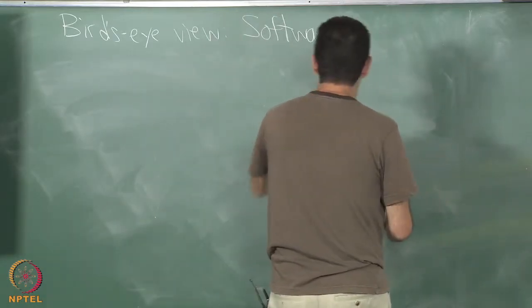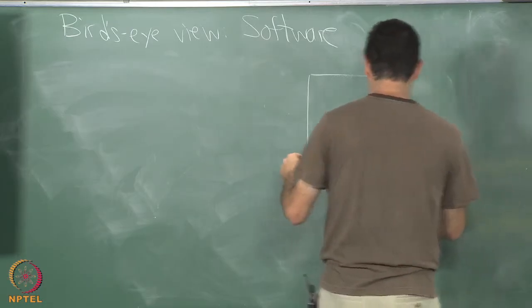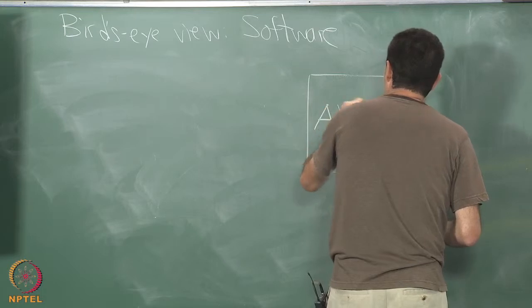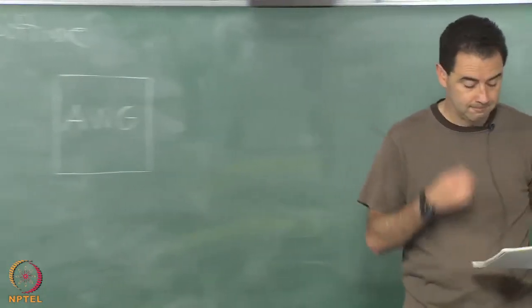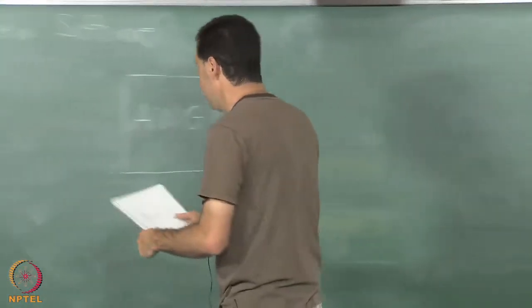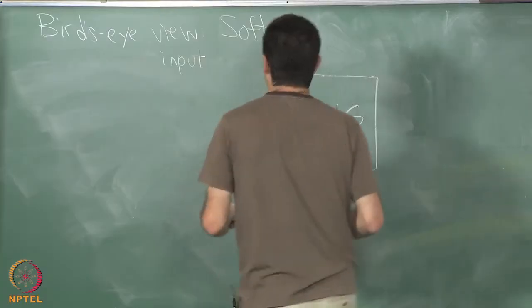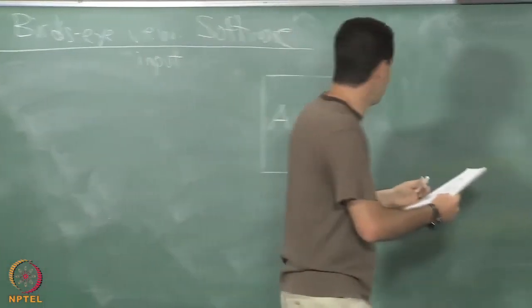So last time we had this alternate world generator. Maybe I can just abbreviate it this time as AWG, alternate world generator. And we have, let's say, an input side and an output side.